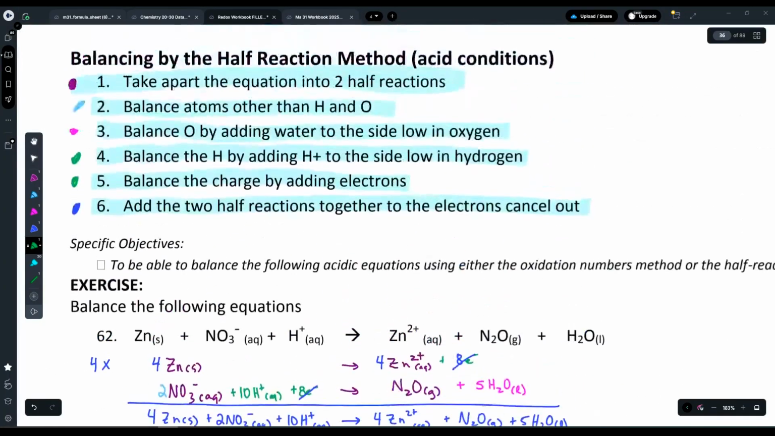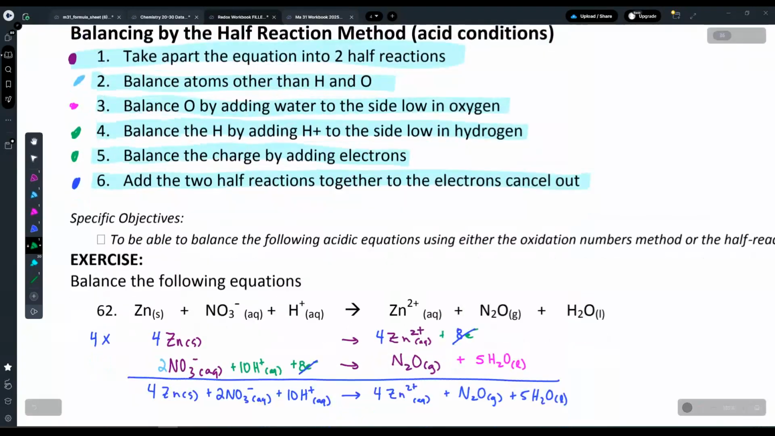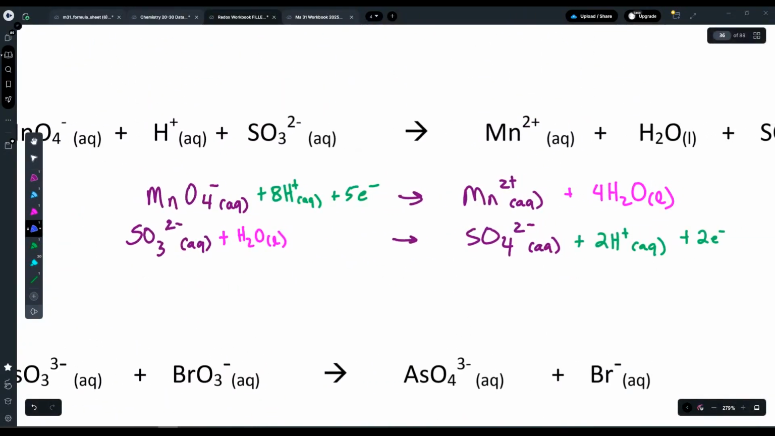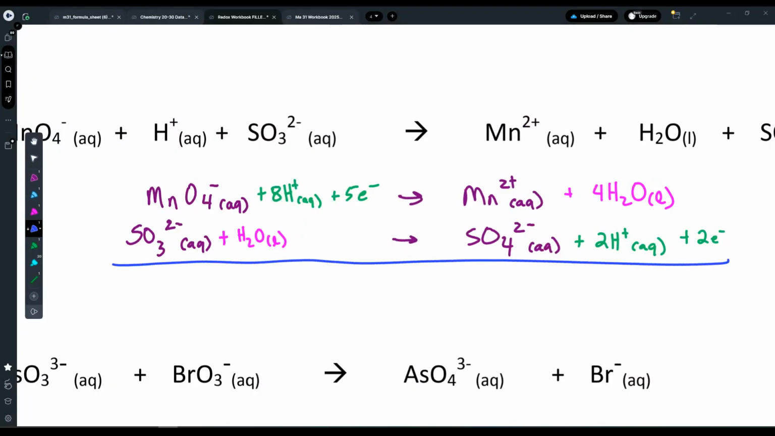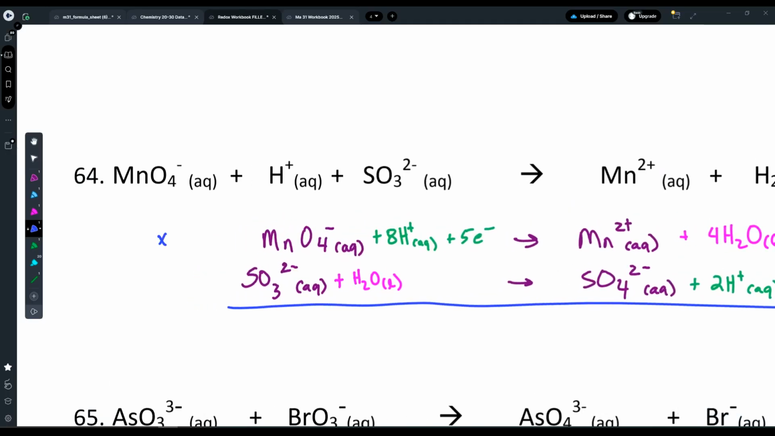Okay. Now the last step is we need to add the two half reactions together so that the electrons cancel out. Okay, so I'm looking and I'm saying, okay, we've got electrons on the product side and reactant side. That's a good sign. Now I've got to say to myself, okay, lowest common multiple between 5 and 2, that's going to be 10. So I need to multiply everything in the first reaction by 2.